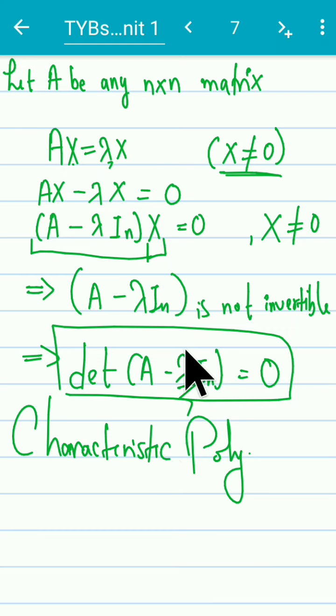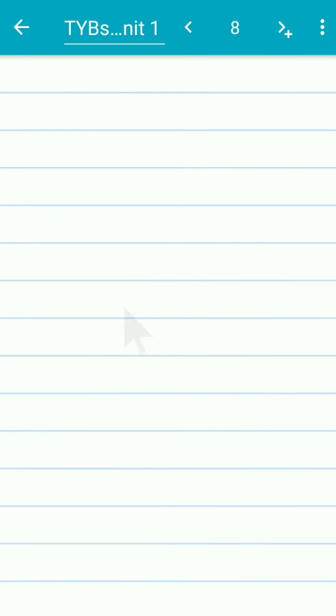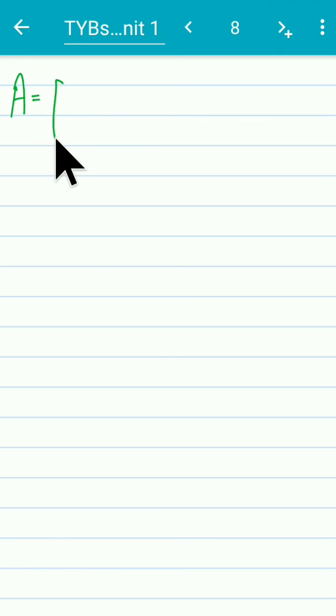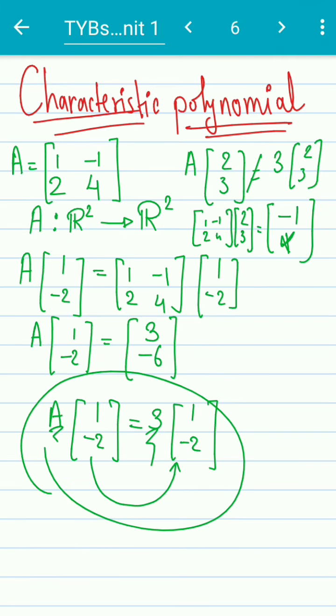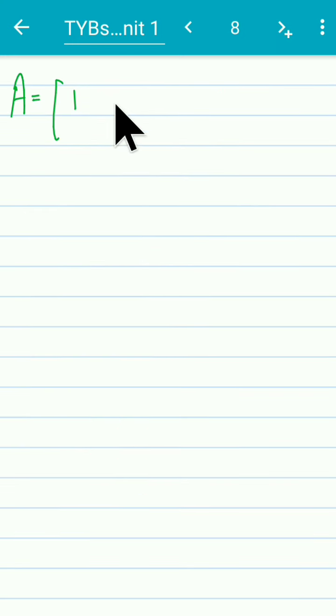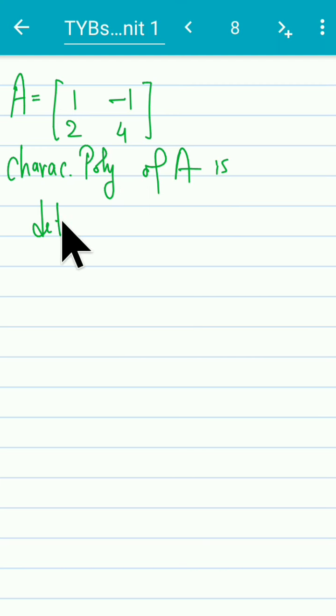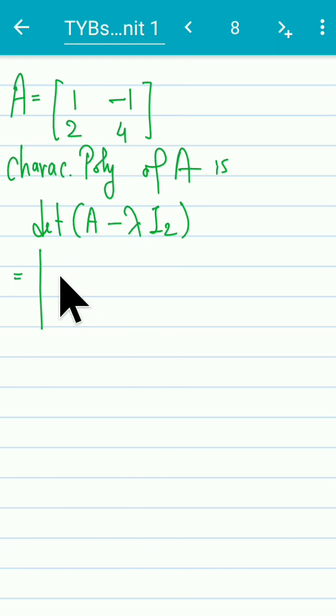Let me try to solve this once. Okay, so I will consider the same example. A is equal to, what was the example that we considered previously? 1, -1, 2 and 4. Okay. So the characteristic polynomial of A is the determinant of A minus lambda I 2. Correct? So this is the same as the determinant of A minus lambda I 2.